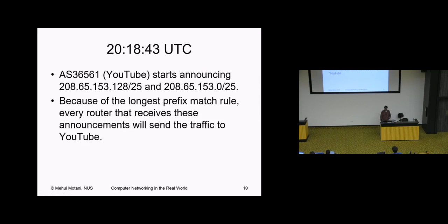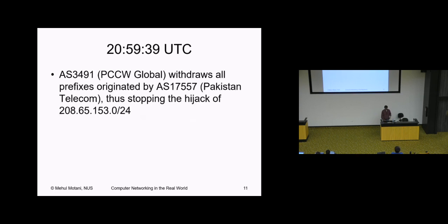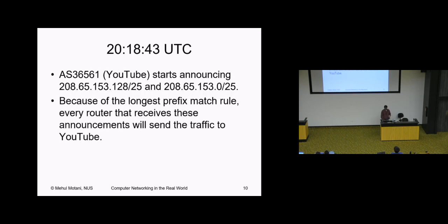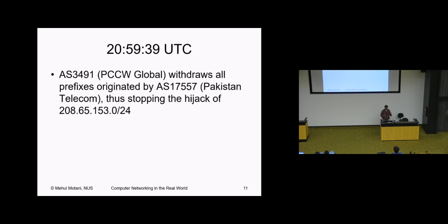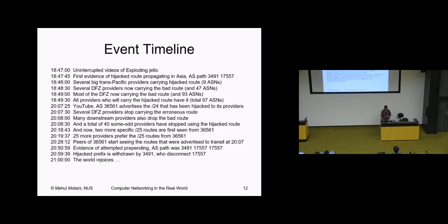Finally, they decided to advertise multiple /25 routes. And that fixed the problem. And then sometime later, PCCW also had to withdraw all of its prefixes to stop the hijack. And this is the entire timeline. So it took about 2-3 hours. But for YouTube, that's a lot of money that they lost.